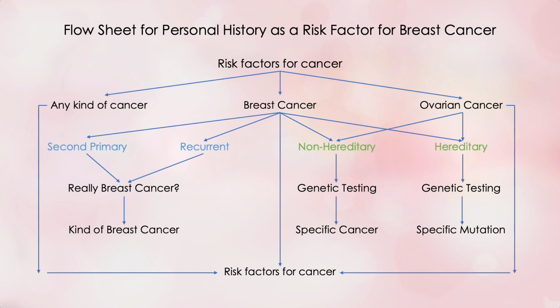Now I've drawn lines from any kind of cancer, breast cancer and ovarian cancer, to risk factors for cancer at the bottom of the flow sheet. And no matter what your previous cancer history entails, the risk factors for cancer are always at play. And I want to add a bit to the conversation about prevention.